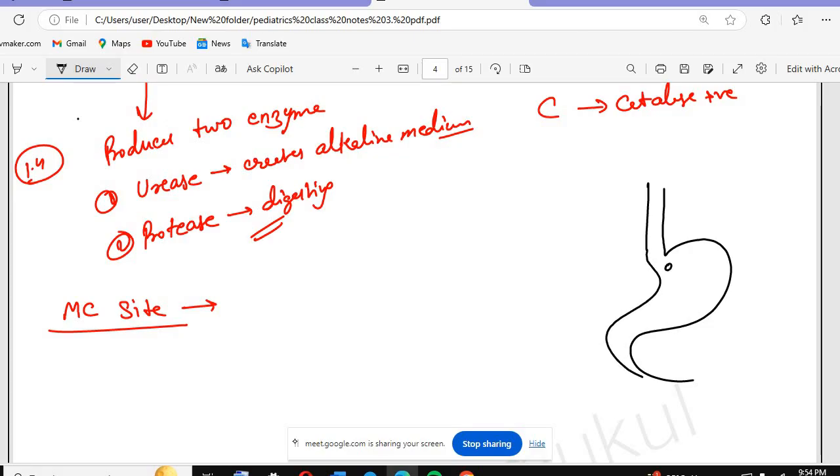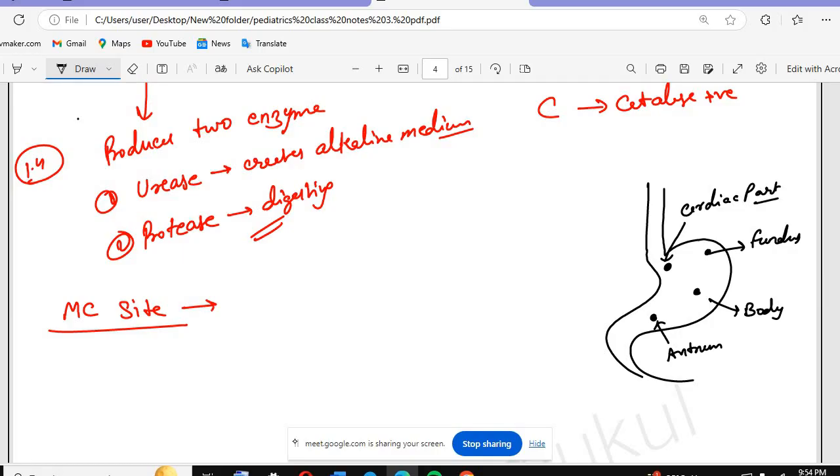See, this is the cardiac part. This is the fundus part. This is the body, and this is the antrum. This is the antrum, this is the body, this is the fundus, and this is the cardiac part of the stomach.